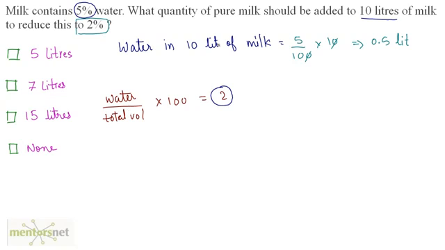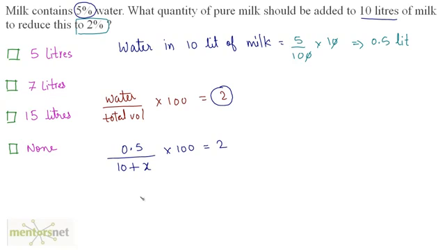The water in 10 liters will be as it is, so it will be 0.5 upon the total volume, which will be increased by the amount of milk that we add. So the total volume is currently 10 liters plus some more amount of milk that we will add, times 100, and the percentage should be 2%.